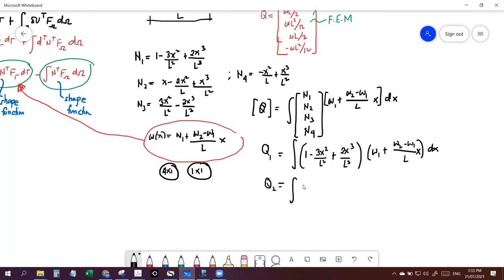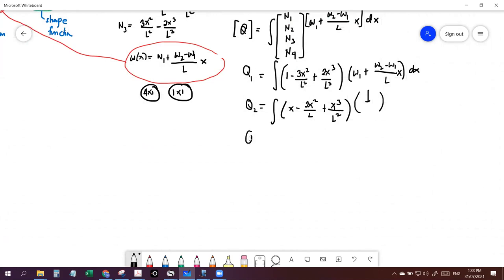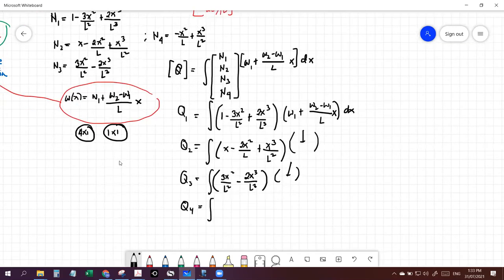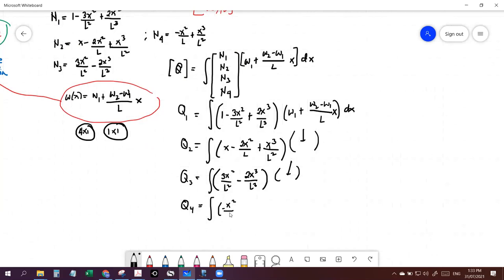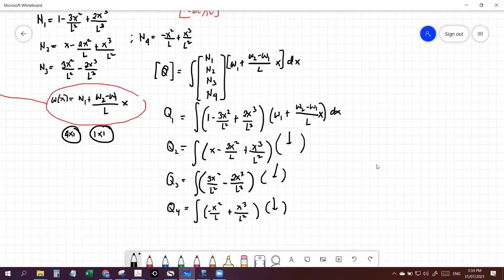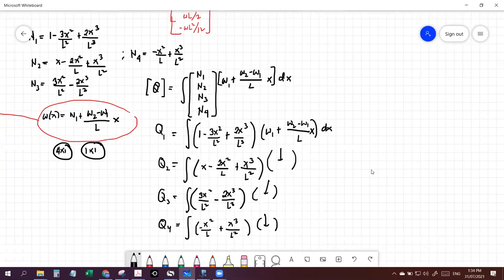Then for N2, x minus 2x squared over L plus x cubed over L squared. Same for Q sub 3, 3x squared over L squared minus 2x cubed over L cubed. And last, negative x squared over L plus x cubed over L squared. So that's the general formula.